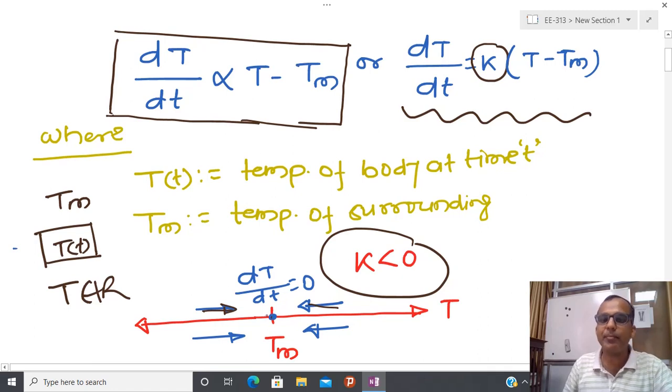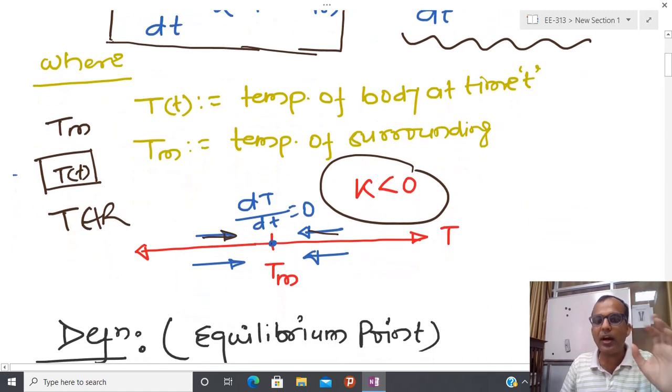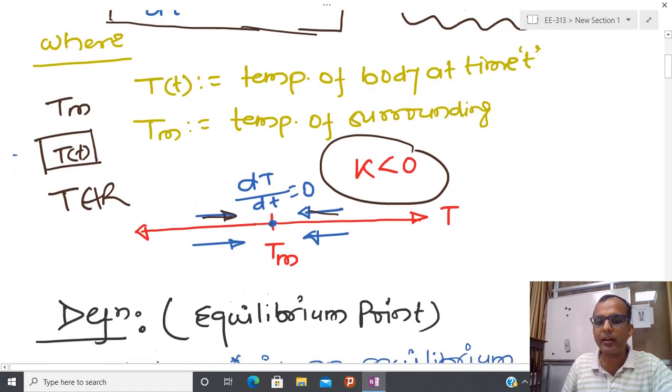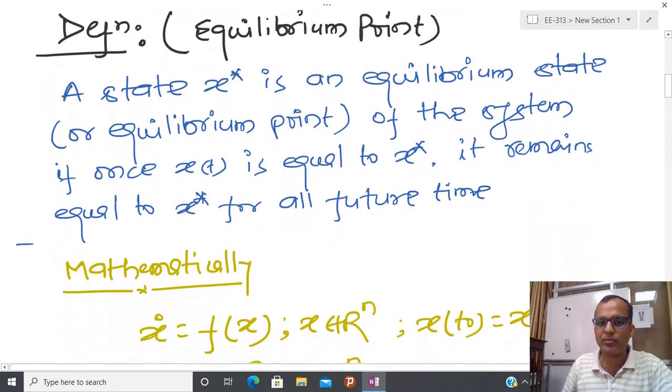It means that the temperature of the body is going to decrease, or somehow I am going to create some kind of equilibrium situation. Now let us try to see this idea. Now I am going to extend this idea to a generalized class of systems.